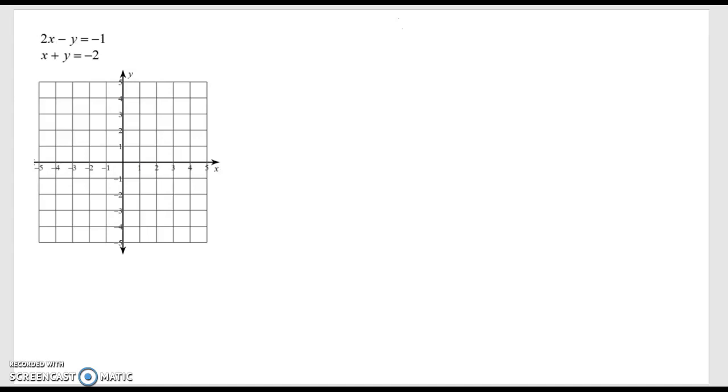Alright, we are graphing linear equations, a system of linear equations, and this is going to be method 1. So what we are going to do is take the first equation, 2x minus y equals negative 1, and solve for y. In order to do that, I need to subtract 2x from both sides.